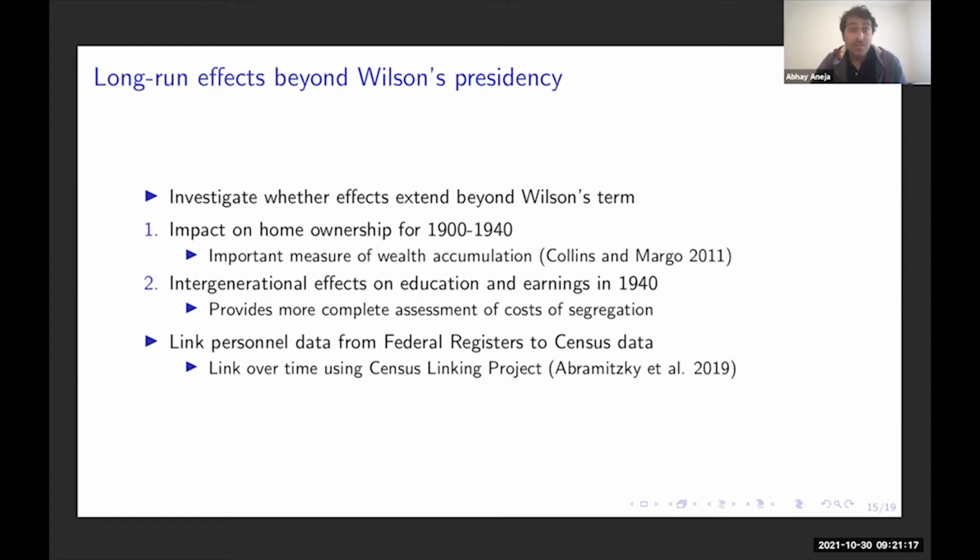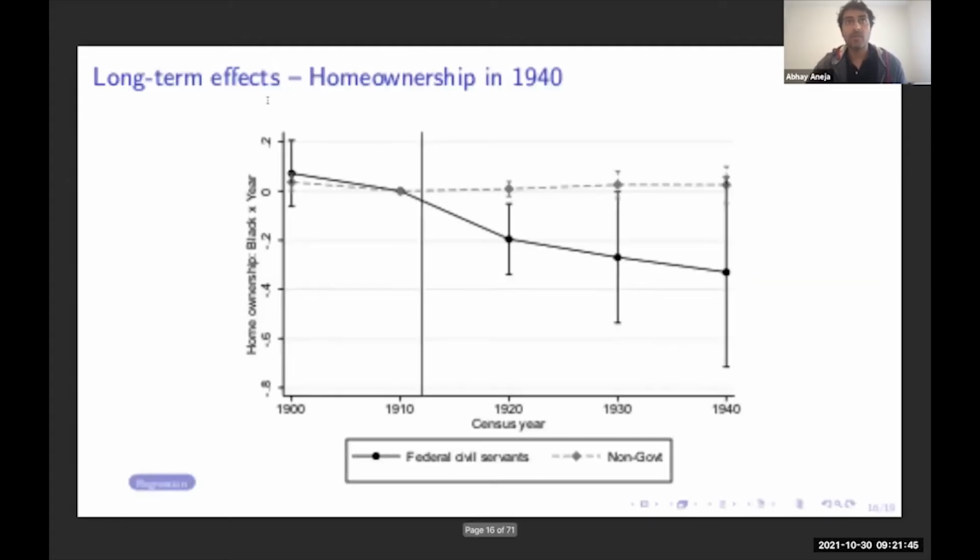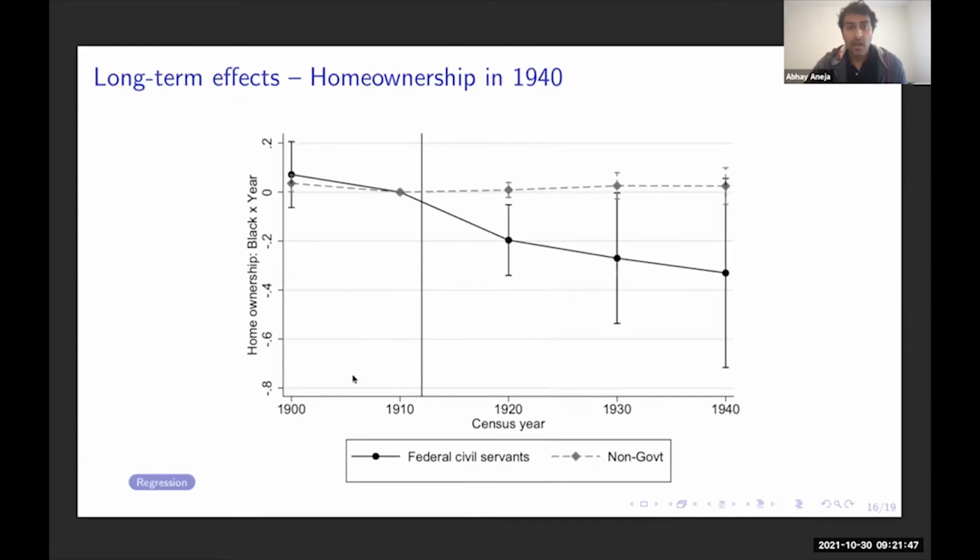We also wanted to examine how this episode of discrimination played out in the long run. So we looked at how segregation affected what we might think of as a proxy for the racial wealth gap by linking our civil service sample to the complete count censuses, which of course have data on home ownership, and also used the same data to look at what the effects were on the kids of those who were affected by segregation. So, looking at how segregation affected the racial home ownership gap.